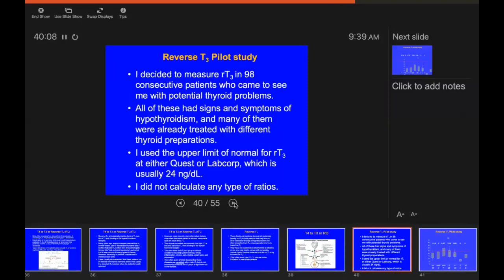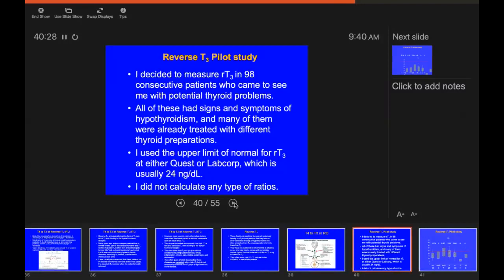So what I decided to do is I measured reverse T3 in 98 consecutive patients who came to see me with potential thyroid problems. I did not get IRB approval for this. This was sort of a quality study here to see what I should be doing with these patients. All these had signs and symptoms of hypothyroidism. They came to see me because of hypothyroidism, and they were on different types of thyroid medicine.